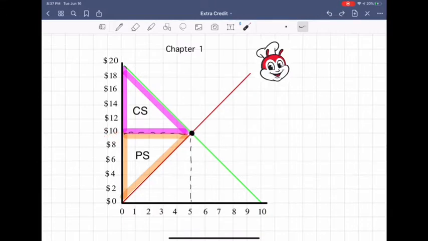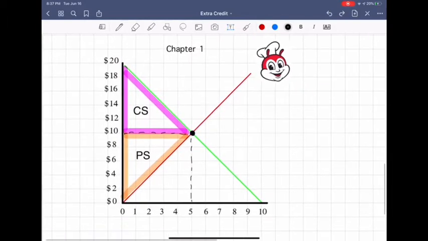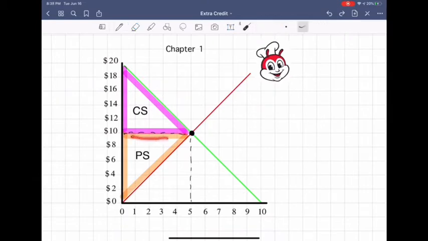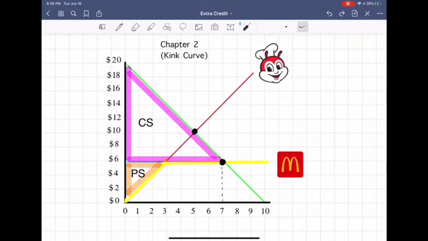We also have the total surplus, which is divided into two parts. We have consumer surplus, which is the area below the demand curve and above the price level. On the other hand, we have the producer surplus, which is below the price level and above the supply curve. We don't have any computation here, so let's keep going. We'll go to the second chapter.